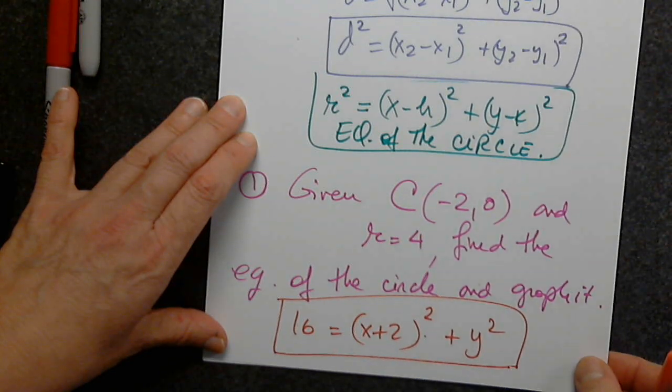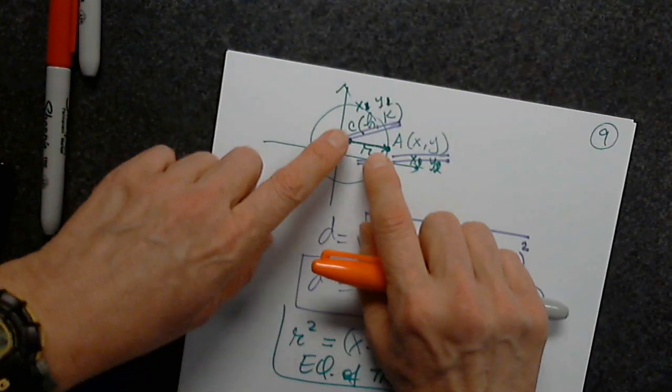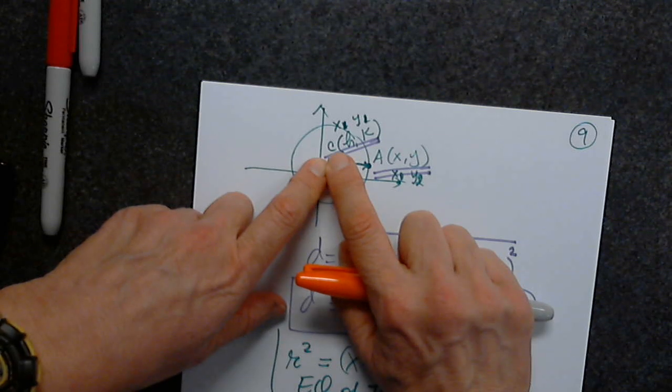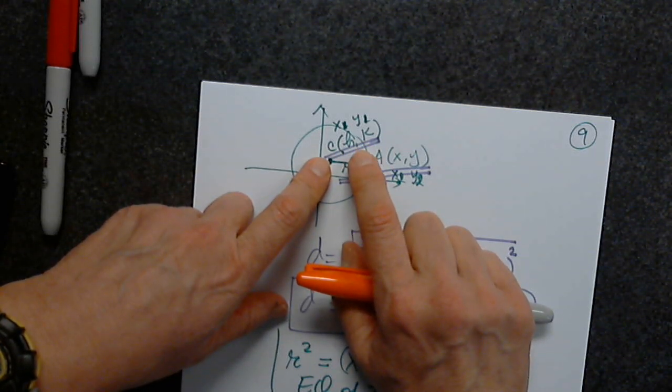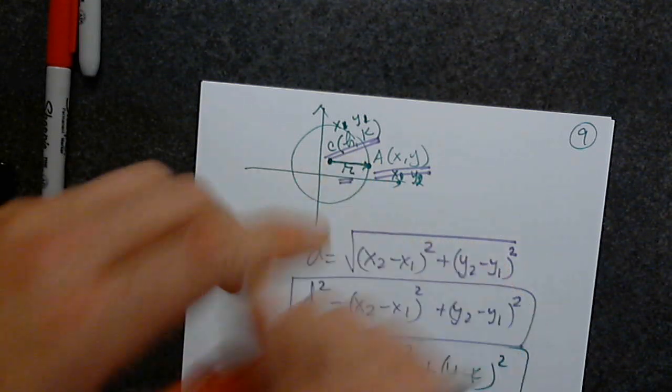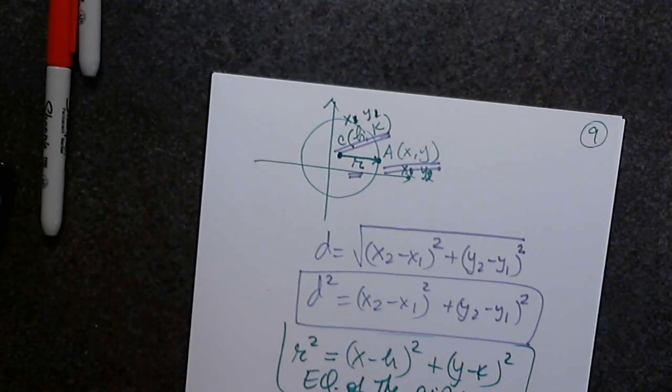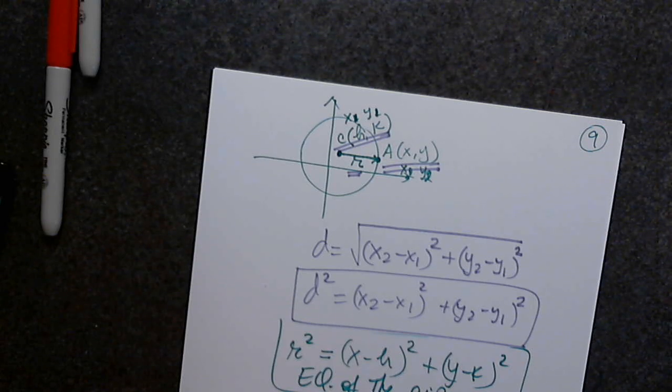What are h and k? Yes, h and k are the coordinates of the center. This is by convention. You can use other letters, but this is what we normally use. Okay, that's okay.